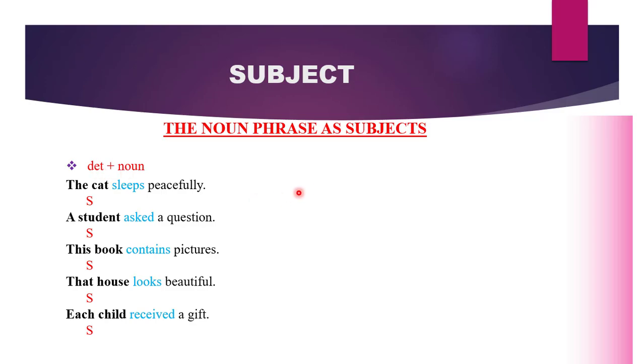Again, the subject can be in the form of a determiner, an adjective, and a noun. For example, the tall boy won the race. Who won the race? Your answer is the tall boy. Therefore, the tall boy is functioning as our subject. It contains a determiner, an adjective, and a noun. And together, we will call it a noun phrase, and it is functioning as our subject.